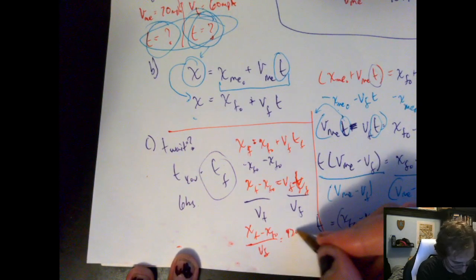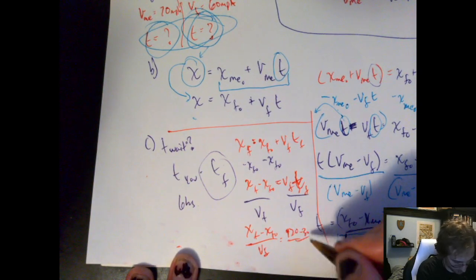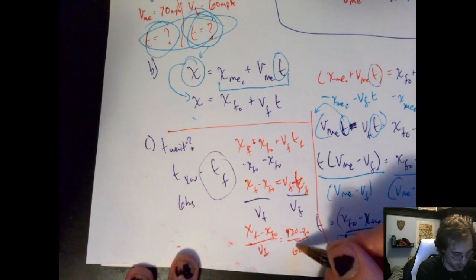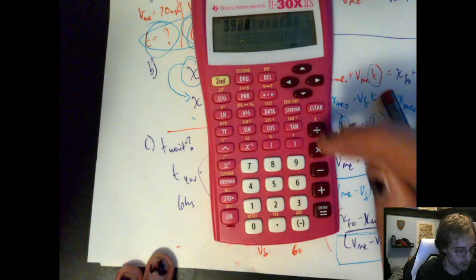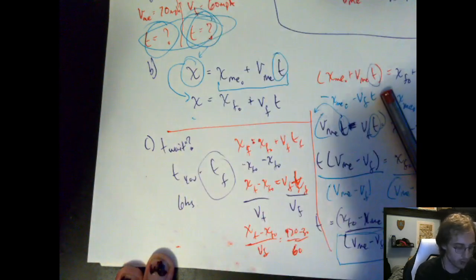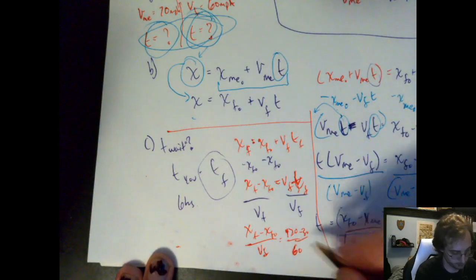Which is 420 minus 30, divided by 60, which is 390 divided by 60, which is 6.5.